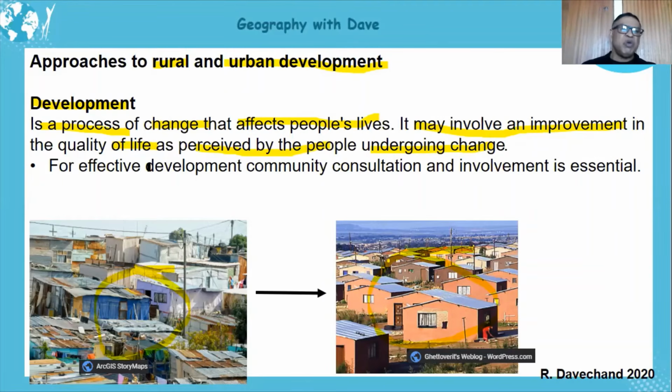Now, one of the overall comments is that for effective development, community consultation and involvement is essential. We look at development. If I go to one of our areas, which was predominantly Black or Indian or whatever, and I put in 20 rugby fields there, yet many communities do play rugby, but it's not the most famous sport. And then I put 2 soccer fields and maybe 1 cricket field.